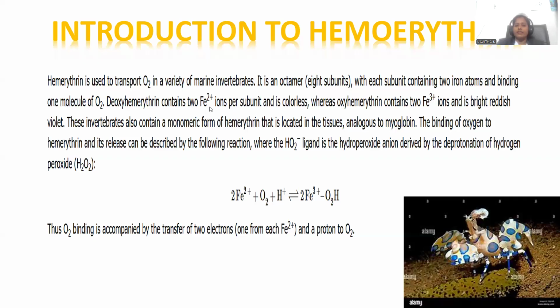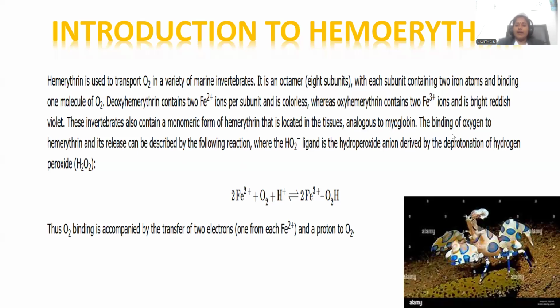Deoxyhemerythrin contains two ferrous ions per subunit, and moreover it is colorless. Whenever oxyhemerythrin takes oxygen, giving rise to the peroxy linkage, the iron is transformed into ferric, and a bright reddish, violet color is a consequence of oxygenation. These invertebrates also contain a monomeric form of hemerythrin located in tissues, analogous to myoglobin. Myoglobin is a kind of storing device, we can say. Just like myoglobin, they are also located in the tissues in the monomeric form.